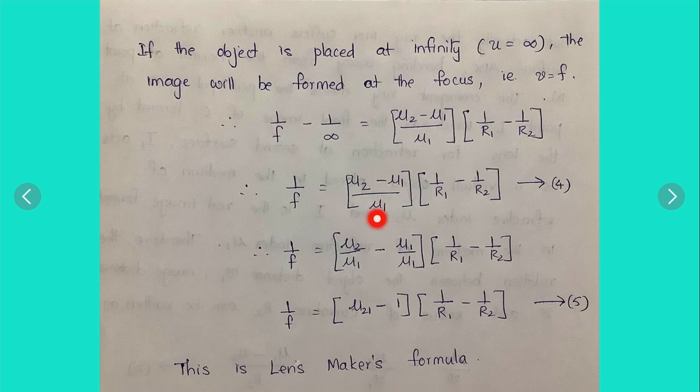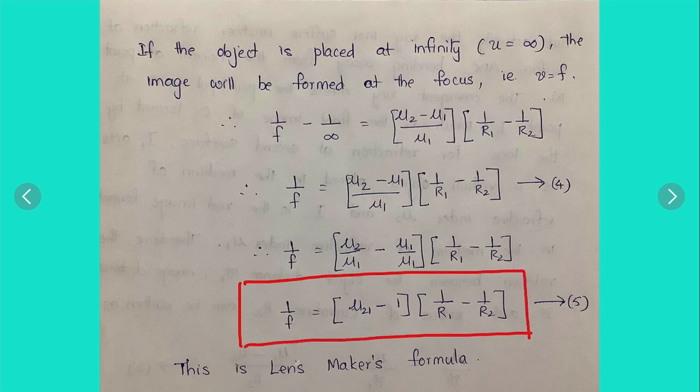Equation number 4. Divide mu2 by mu1, and mu1 by mu1. Mu2 by mu1 is nothing but mu21. Mu1 by mu1 is 1. Therefore 1 by f is equal to (mu21 minus 1) into (1 by r1 minus 1 by r2). This is called the lens maker's formula. Very important derivation.